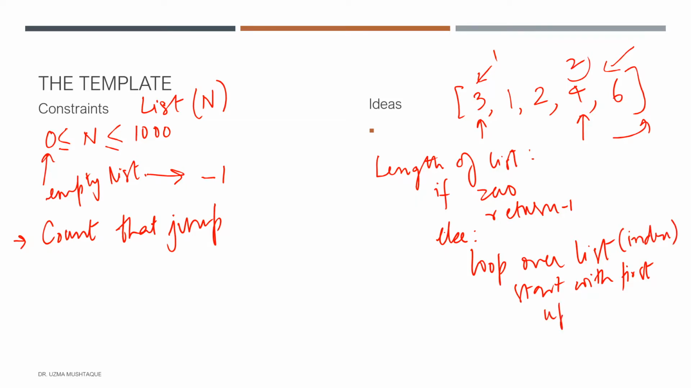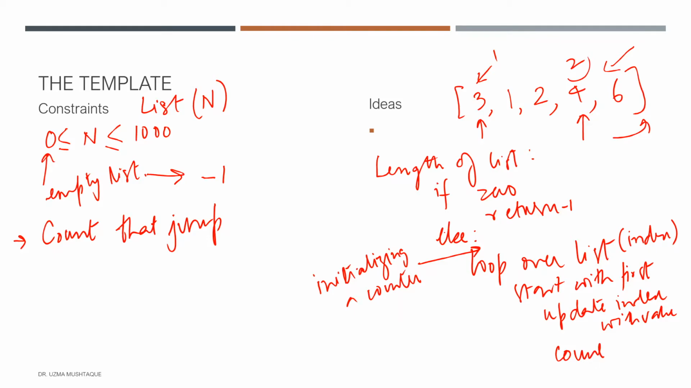So update index with the current value, with value. And here maybe I should be initializing a counter. Why? Because if you go back and look at the problem, I have to count how many numbers I jumped over. So that counter is going to get updated here, right? So let's say the name is count, count plus equals 1.